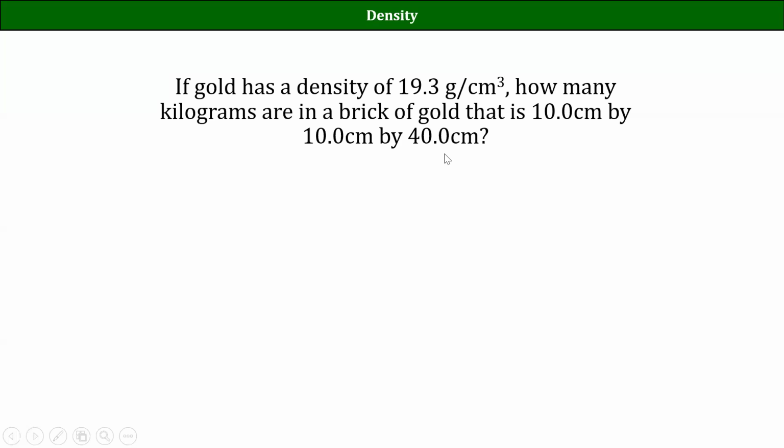And the other way that you can visualize this is the density of gold is almost 20 times that of water. So picture a bottle of water and then picture it weighing as much as 20 bottles of water. It'd be really heavy, right?